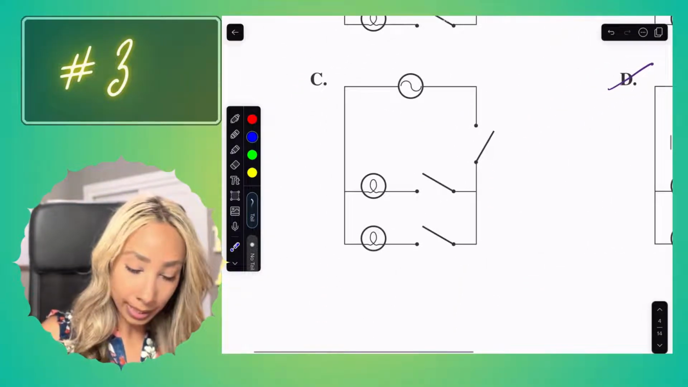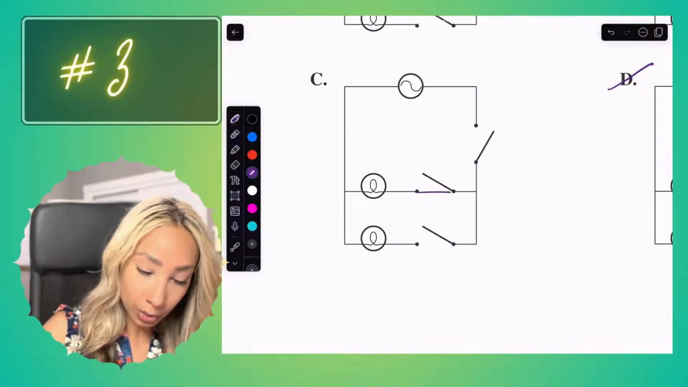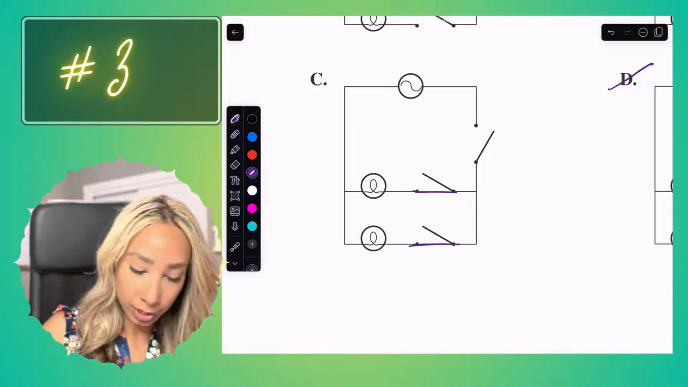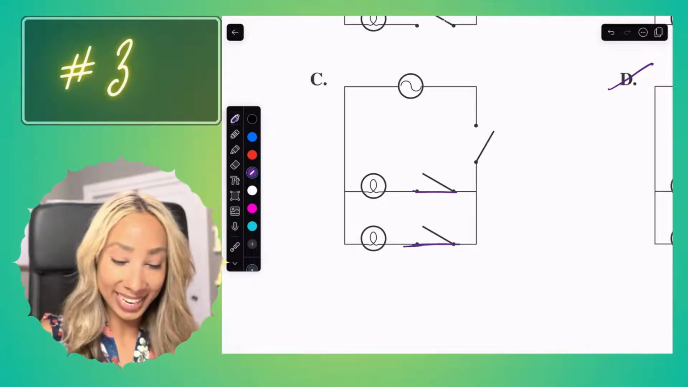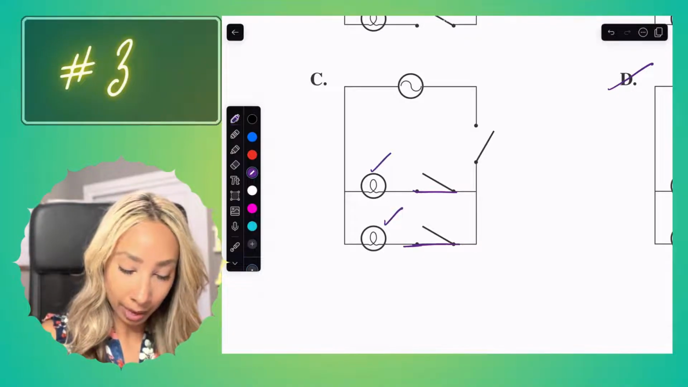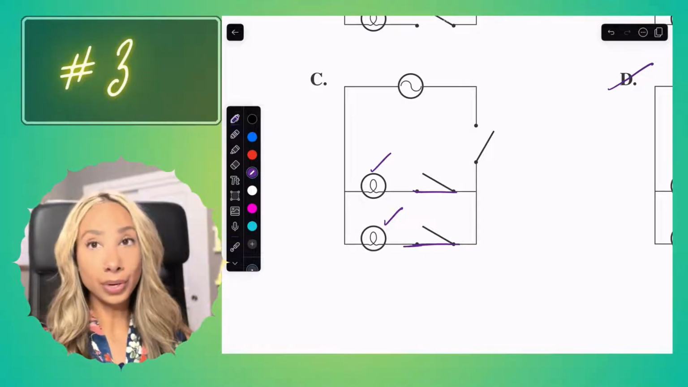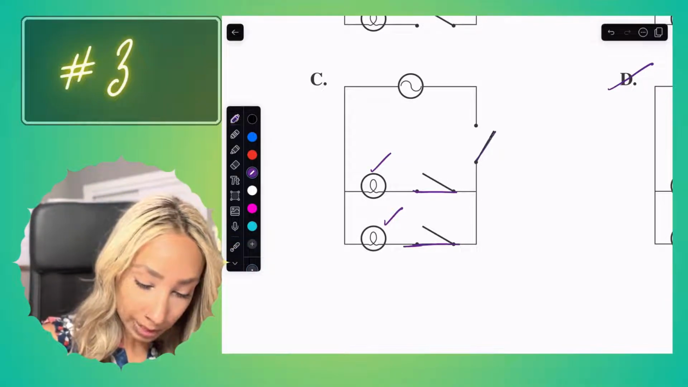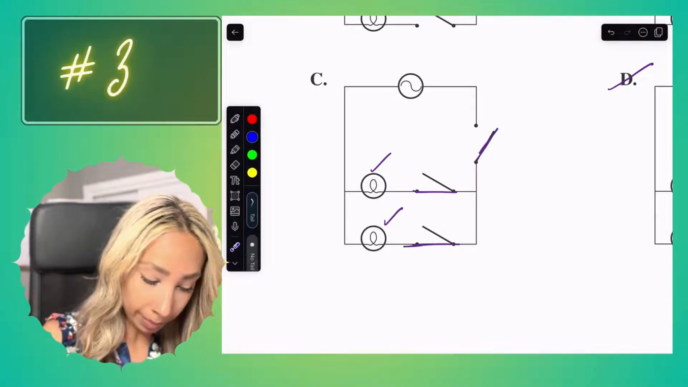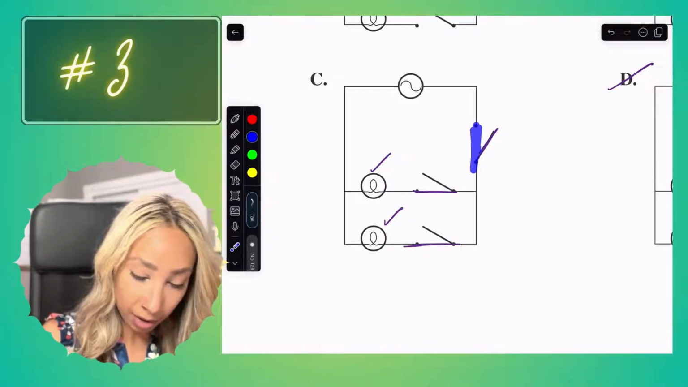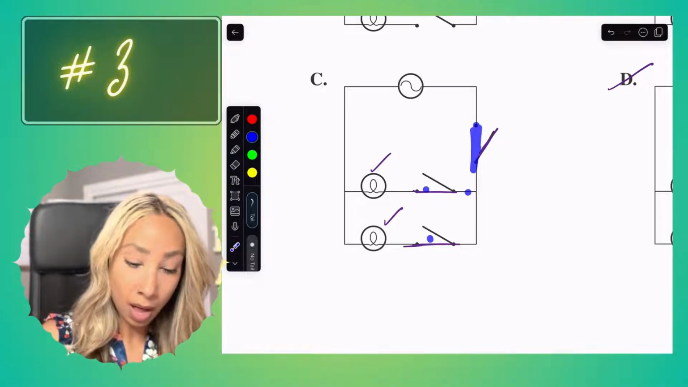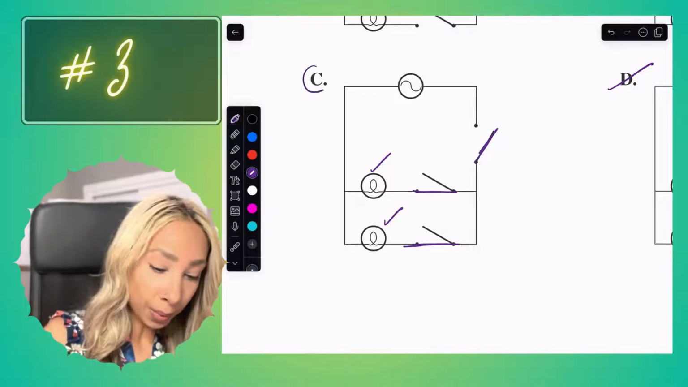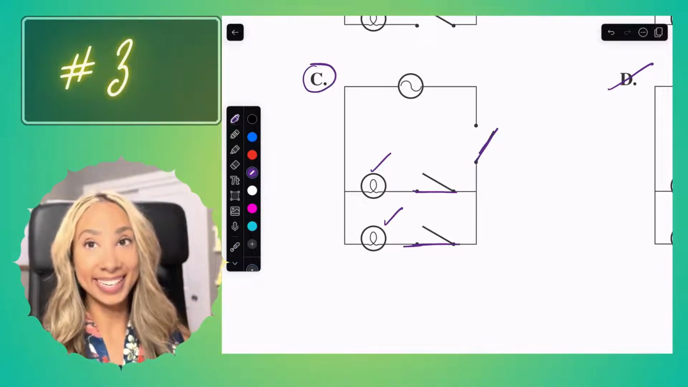Whereas I look at C, if I were to close these circuits here, or turn on the switch, however you want to say it, that's going to allow this bulb to light up. And it says our third switch, once it's open, turns off both separately. Well, this one really does that. If this is open, then we know electricity cannot flow, and that's going to stop the flow of these 2 here. So our answer for this one is going to be C.